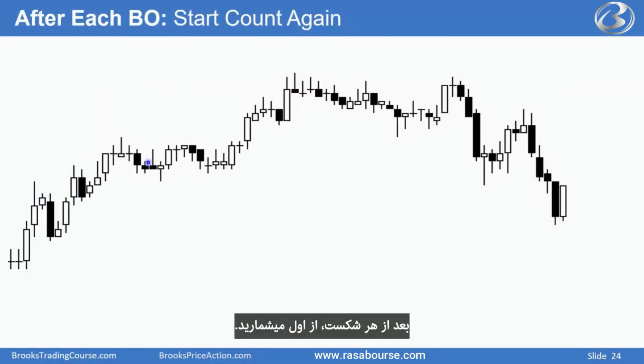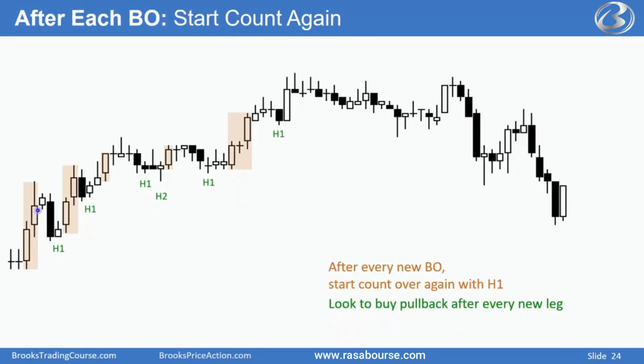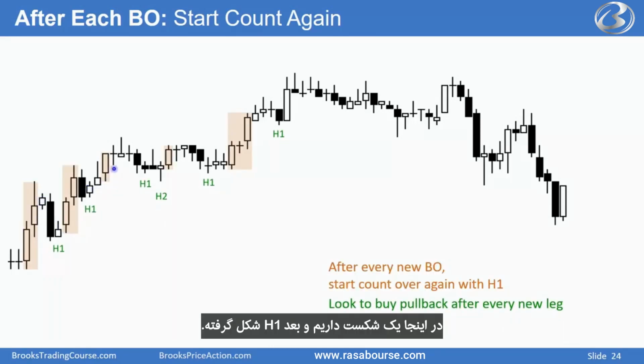After each breakout, you start the count over again. We got a breakout, high 1, a breakout, high 1, breakout, high 1, high 2. Small breakout, you can call it a high 1, or you can call this a double bottom and say this is a complex high 1 and high 2. Doesn't matter. It's a bull trend. You're looking to buy.